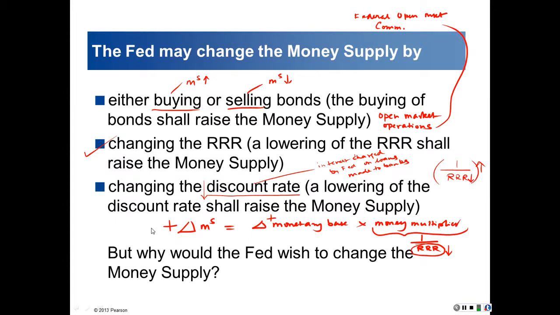This way, banks would be encouraged to borrow cheaply from the Fed at a low discount rate, and then lend that same money out to you and me at a higher interest rate. You follow me? And this lending to us would cause the money supply to increase. So if the Fed wishes to increase the money supply, the Fed could lower this discount rate, this interest rate that it charges banks on loans made to them.